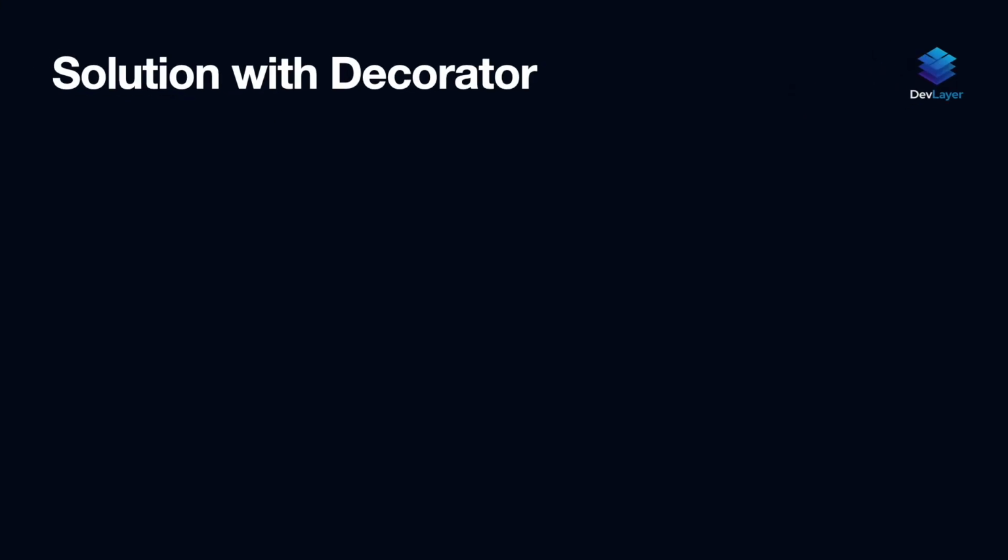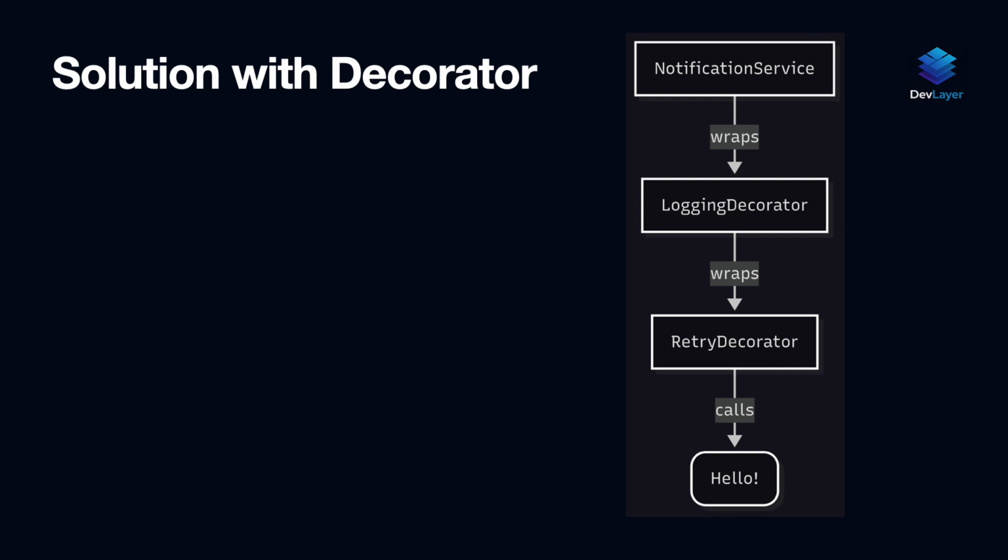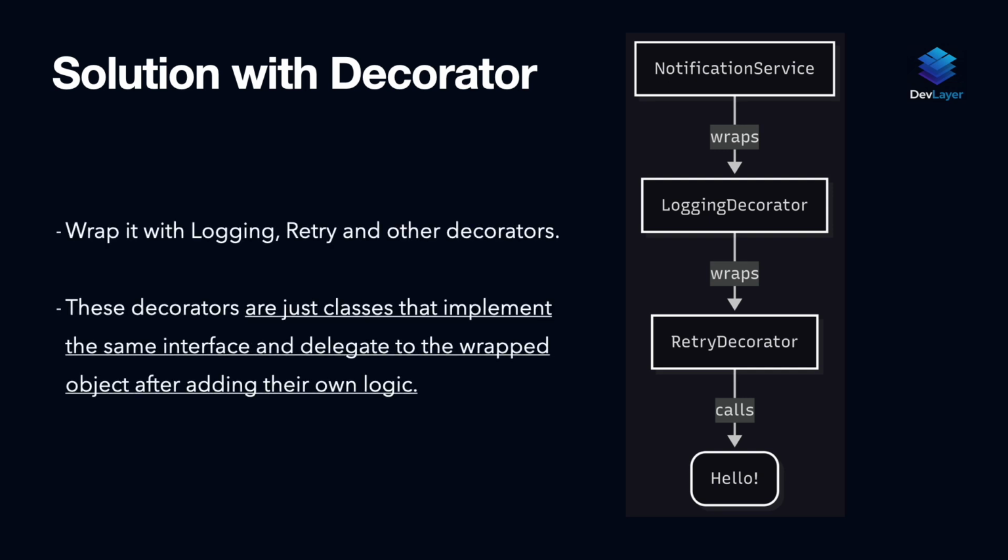Instead of modifying the class, we can wrap it using decorators. You start with your notification service, then you wrap it with a logging decorator, and then wrap that with a retry decorator. Each decorator adds a behavior without touching the core logic. These decorators are just classes that implement the same interface and delegate to the wrapped object after adding their own logic. As you can see in the diagram, this is like a stack of wrappers. And when you call send, the request goes through all those layers one by one.